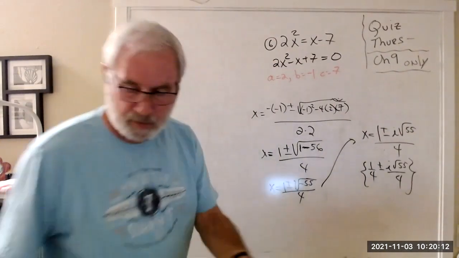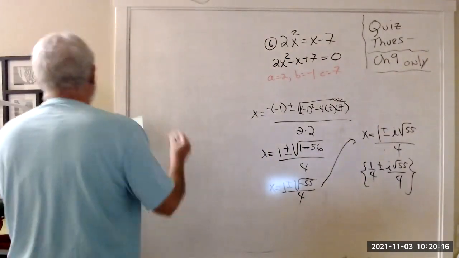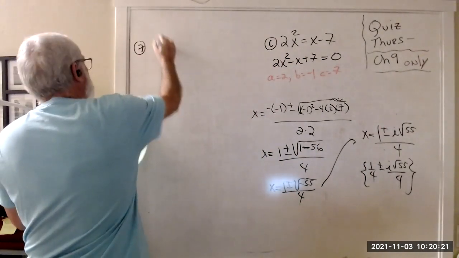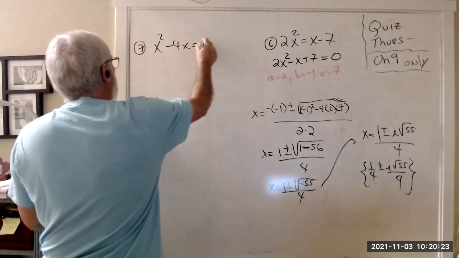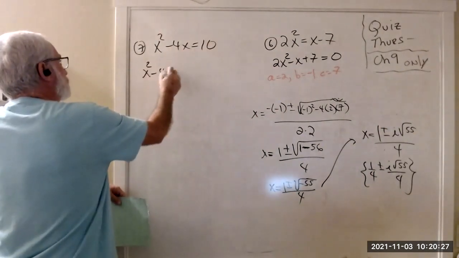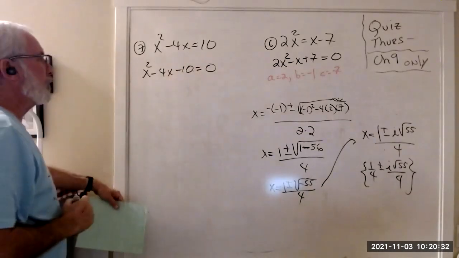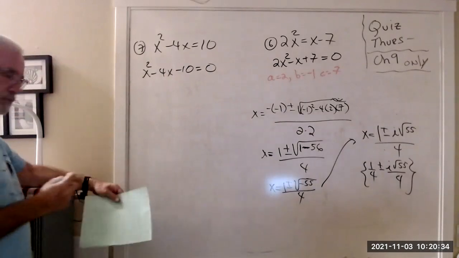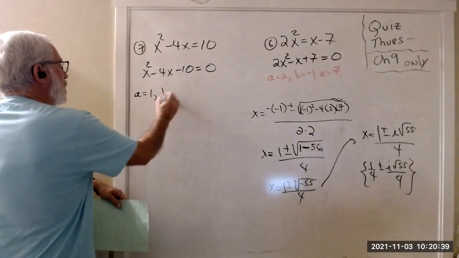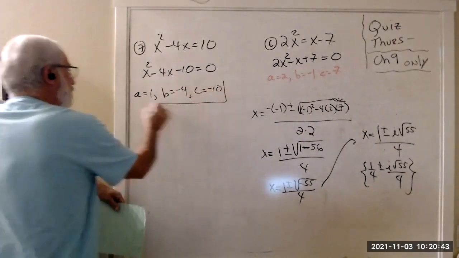So the problem that I deleted was number 7, which was x squared minus 4x equals 10. That one again, you're going to make it equal 0. You can talk about your quad formula. A is 1, B is -4, C is -10.